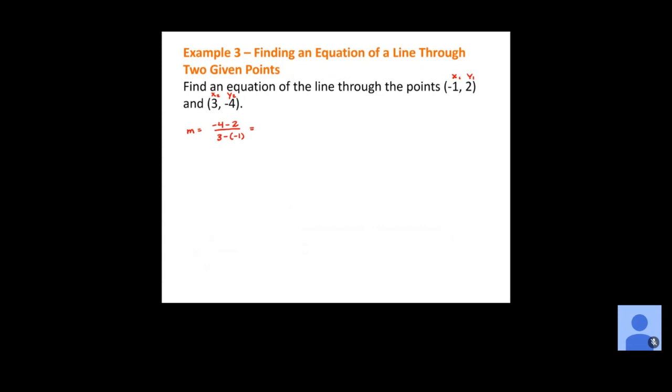All right, so if we were to simplify that now, what's that going to give us? Good, right? So negative 6 in the numerator, 3 minus a negative 1 becomes 3 plus 1, so that's 4. And then 2 goes into both of those values, so we can simplify that fraction. It's going to give us negative 3 over 2. All right, so now that we have our m, now if we want the equation of the line, what can we do from there?